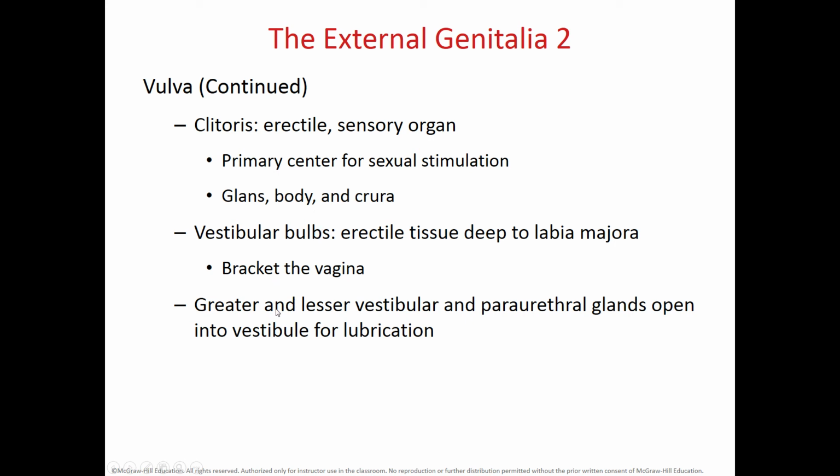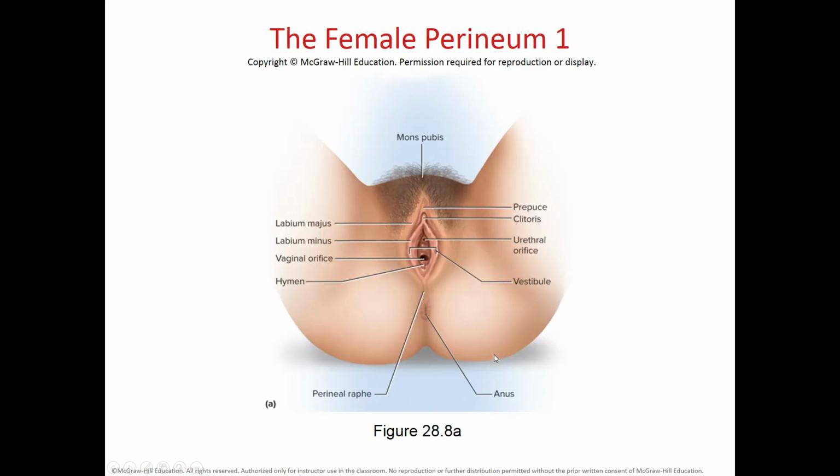And then again, within the sides of this vestibule, we have the greater vestibular glands, but also we have minor glands that are called the lesser vestibular glands or the periurethral glands, that again secrete this fluid that helps to lubricate the female vestibule. So this is the female perineum.